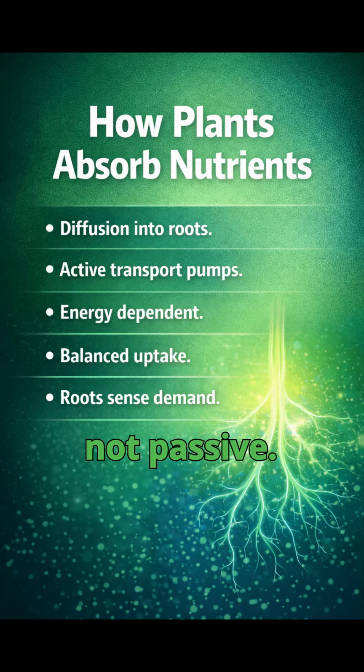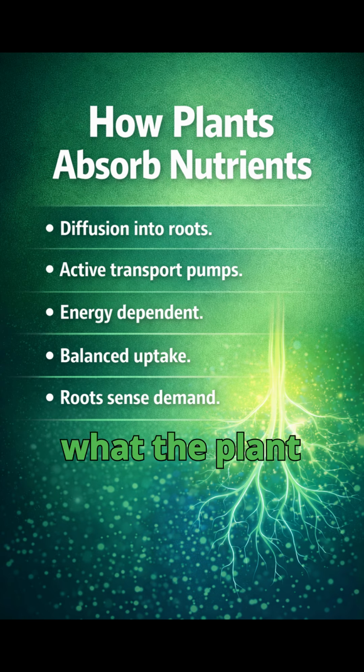Nutrient absorption is not passive. It's not like dipping a sponge in water and waiting for it to soak in. Plant roots actively regulate what enters and what doesn't. This is critical because a nutrient solution contains everything, what the plant needs and what it doesn't. The root's job is to discriminate. There are two main mechanisms, diffusion and active transport.